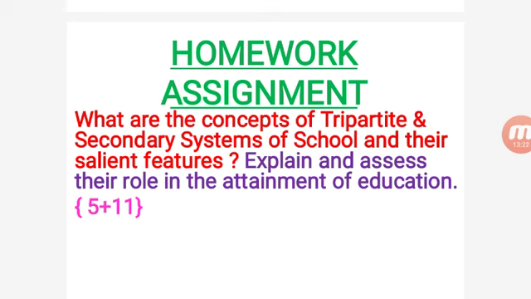What are the concepts of the tripartite and secondary systems of schooling and their salient features? You have to write, explain and assess their role in the attainment of education. There are 5 marks for the first part, where you have to introduce the tripartite system and the secondary system and their salient features, and then another 11 marks for the second part: explain and assess their role in the attainment of education.